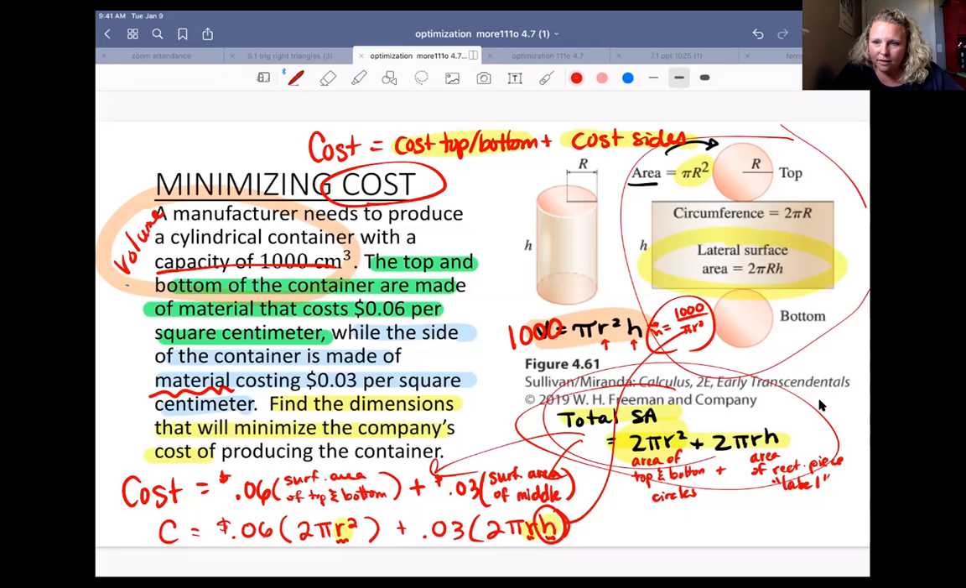Would you multiply 0.06 pi r squared by 2? So Seth, the 0.06 pi r squared, are you asking, is that where the 2 came from?